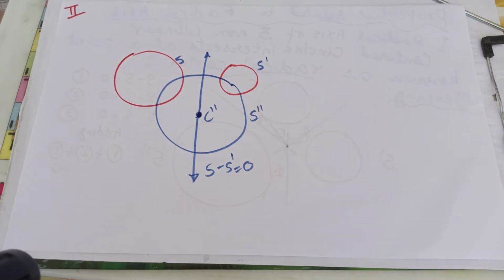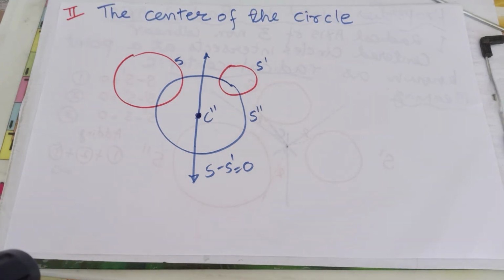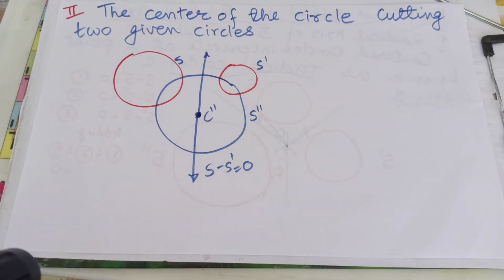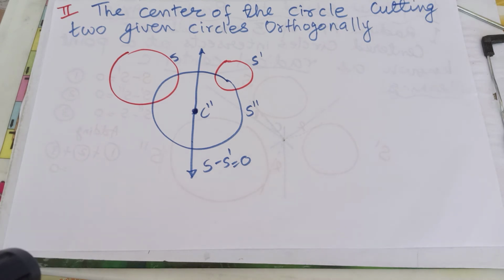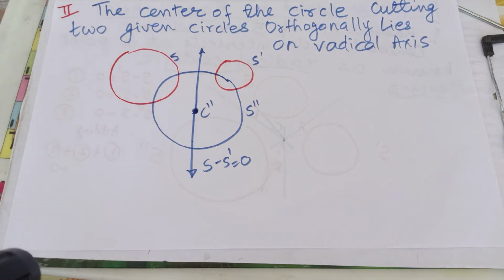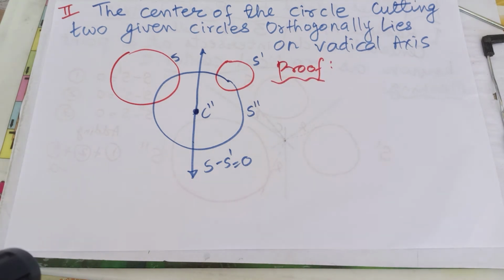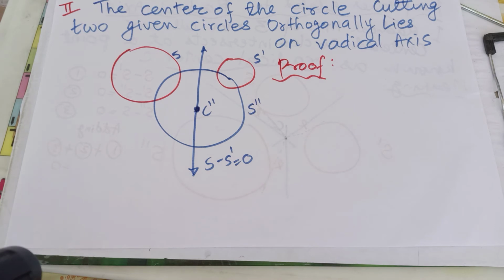So let's write the statement of the second property. The center of the circle cutting 2 given circles orthogonally lies on the radical axis of the given 2 circles S and S dash. So how can we prove that? What's the proof? So let's assume the 2 circles like this.